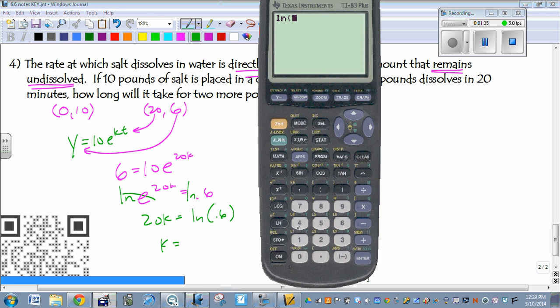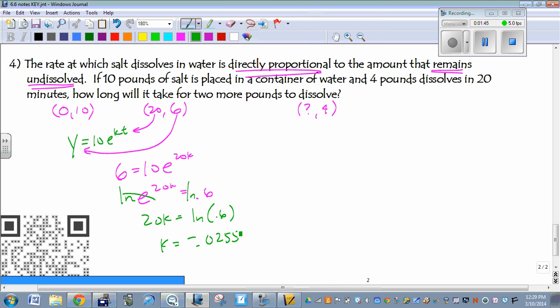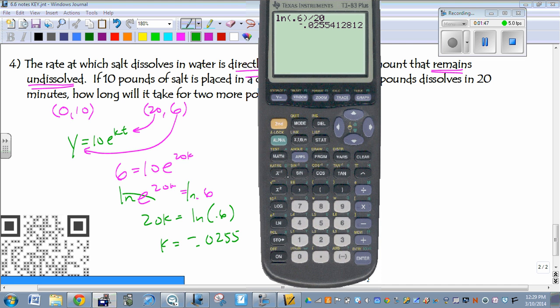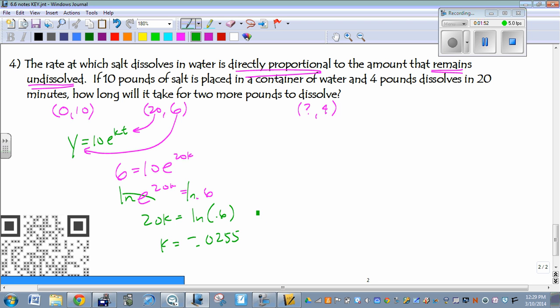So natural log of 0.6 divided by 20, we get negative 0.0255. So I'm going to go ahead and store that in for X. And now we have our formula, but we need to figure out some more information. We've got Y equals 10 times E to the negative 0.0255 times T. So we're trying to find the time when our Y value is 4. So we're going to substitute 4 in for our Y value.